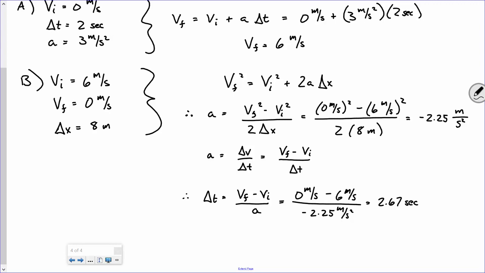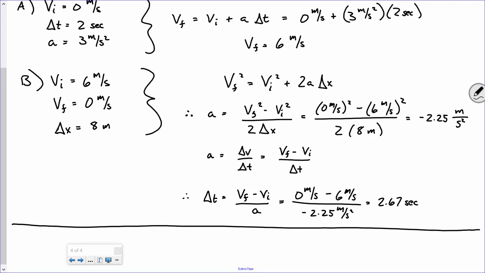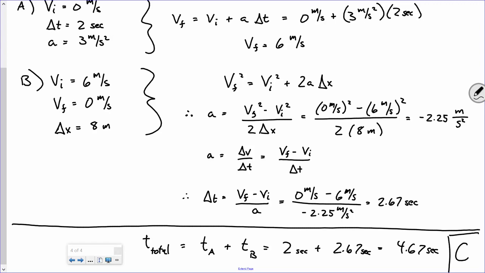Not too bad, right? So, just for posterity, I'll say T total is T from A plus T from B. And then that's C, right? There we go.